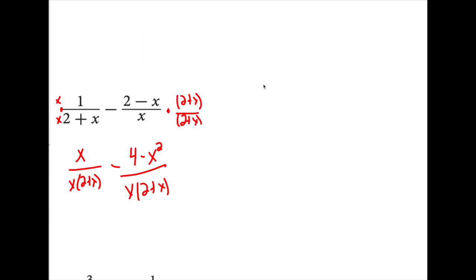Okay, folks, so now we have this, and we're good to start adding across the top, or rather, I guess in this case, subtracting. So we have x squared, because we have 0x squared minus negative 1x squared, plus x minus 4 over x times 2 plus x.